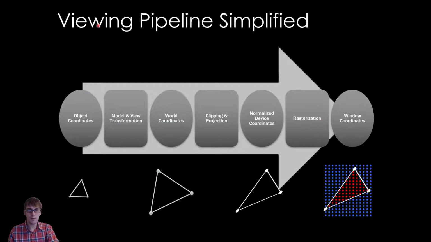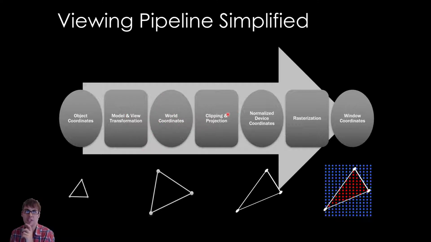So here's an example of the viewing pipeline. So I kind of drew this in my slides. So we start with some object coordinates. We do some transformation. We'll learn about modeling and view transformations later, but you'll do that to get into the world coordinates. It's still virtual, of course.